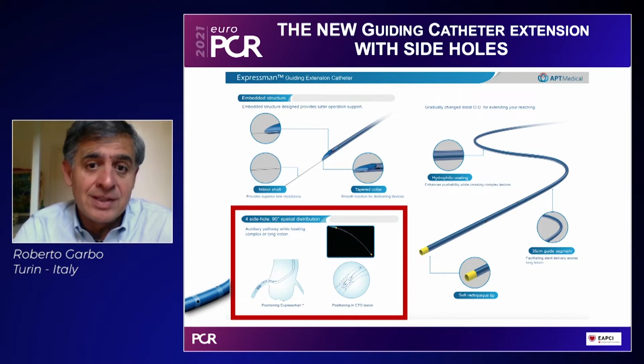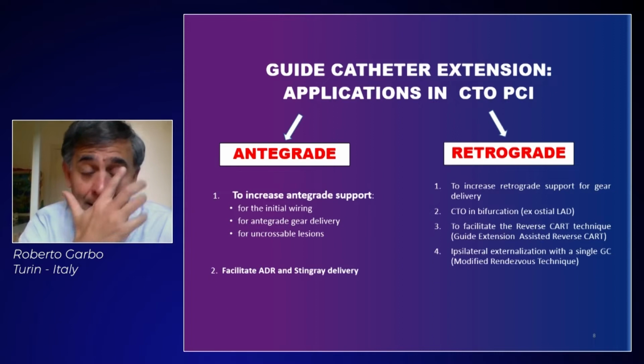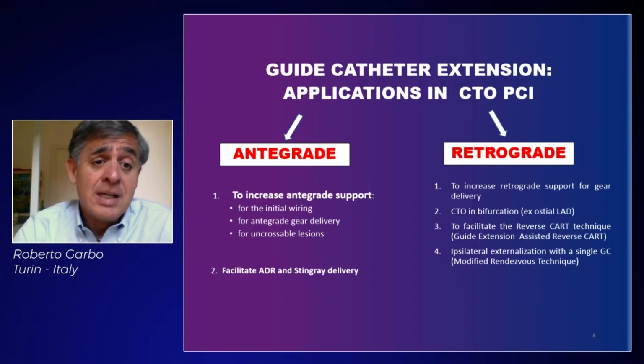We know that we are facing these procedures with complex patients, so the risk of ischemia is really important. With this device, you cannot have this kind of ischemia, and I will show you in one case. So, guide catheter extension applications in CTO PCI. We have the anterograde approach and the retrograde approach, and we have many situations which are useful in anterograde approach: for wiring, for gear delivery, for uncrossable lesions, or also for the new facilitated ADR with Stingray or Recross delivery. In retrograde approach, also to increase the retrograde support, in bifurcation, and for reverse CART.